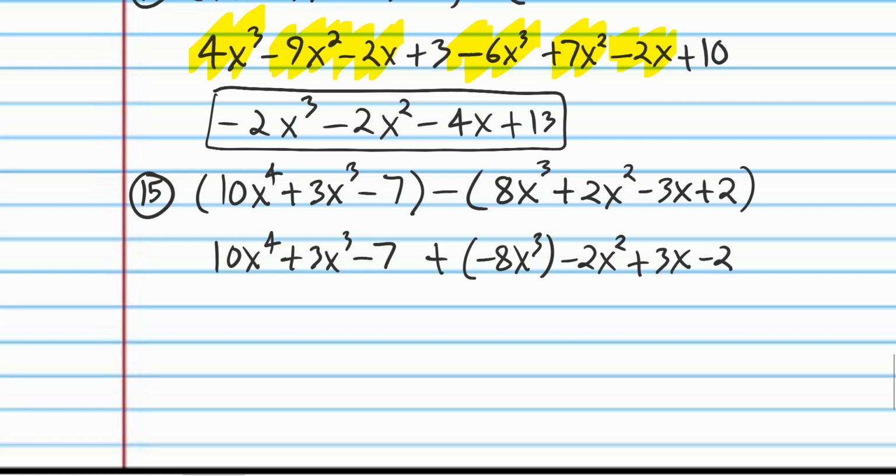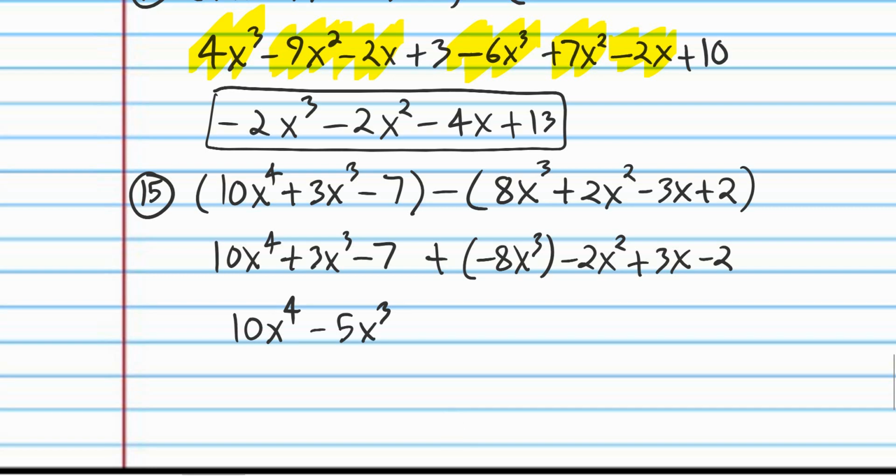Let me just double check that. Everything looks correct, so now we just combine the terms. So the highest power is the fourth power term. And add the cube terms. And when I say cube, I mean to the third power. That's just a different way of saying it.